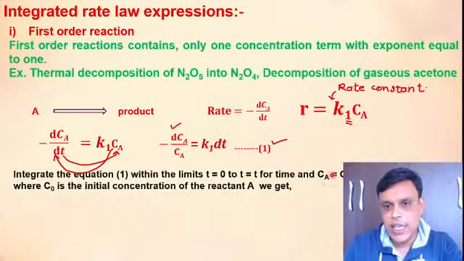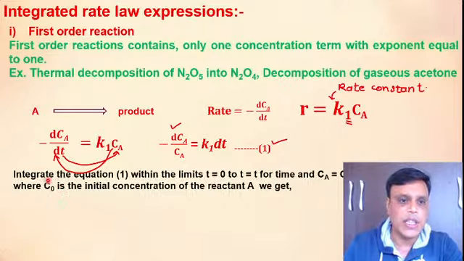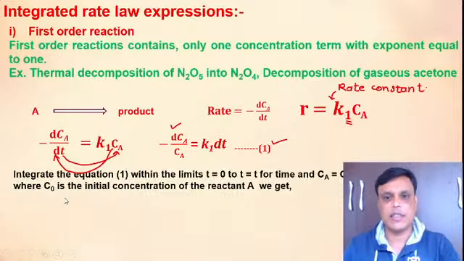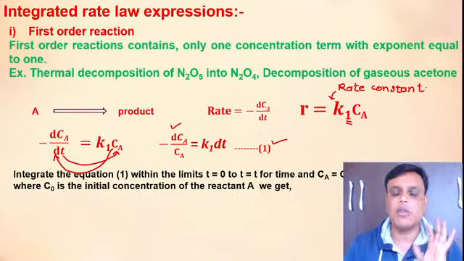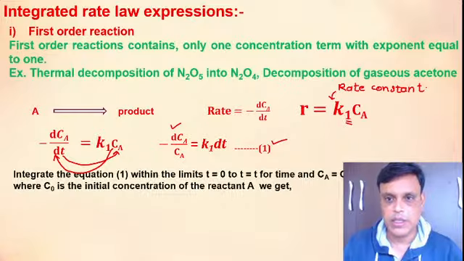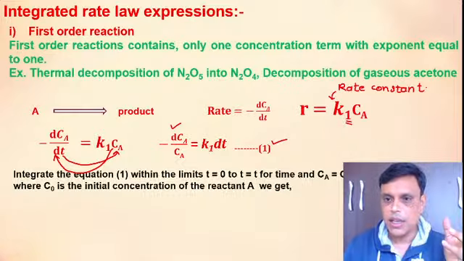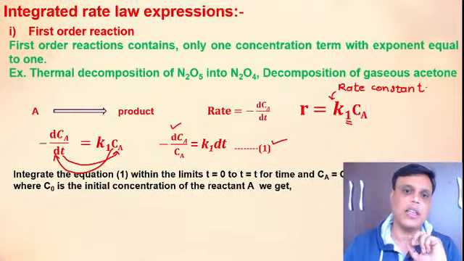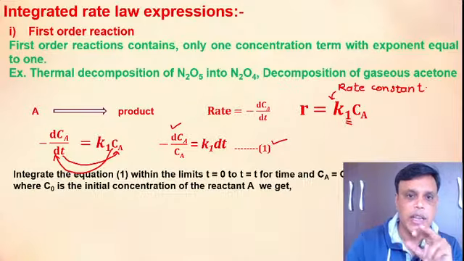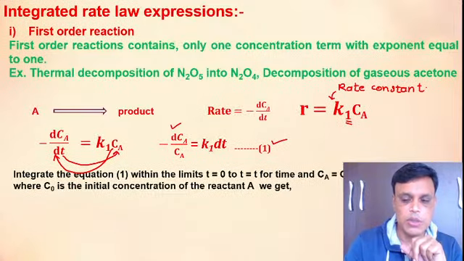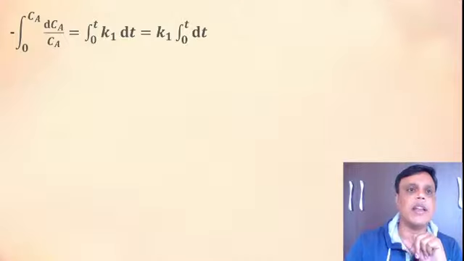And then CA is equal to C0 to CA is equal to CA, where C0 is the initial concentration of reactant A. Please remember this: C0 is the initial concentration and CA is the concentration after time t. So after integrating the above equation, that is equation number 1, what will we get? We will get this equation.